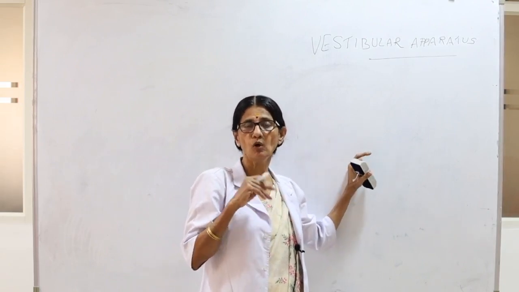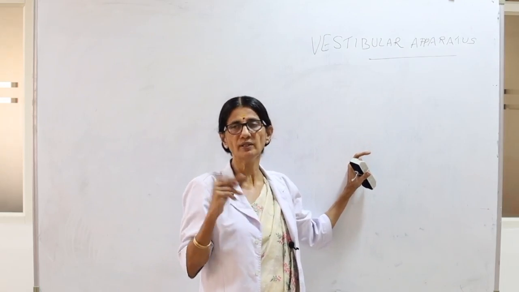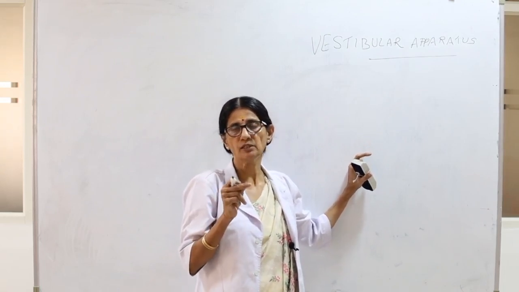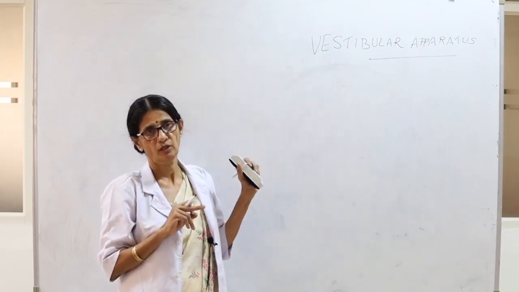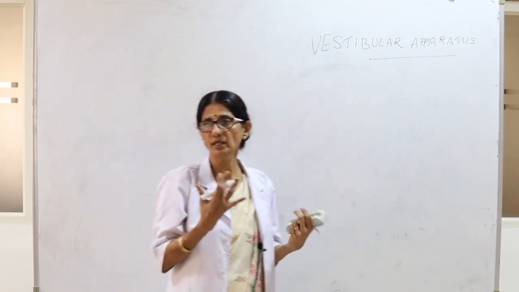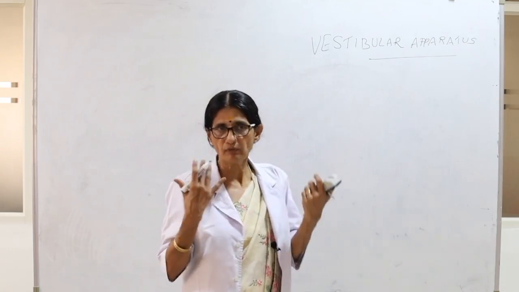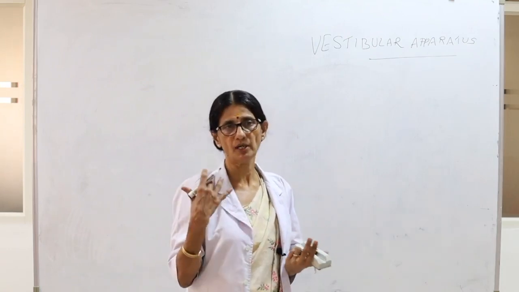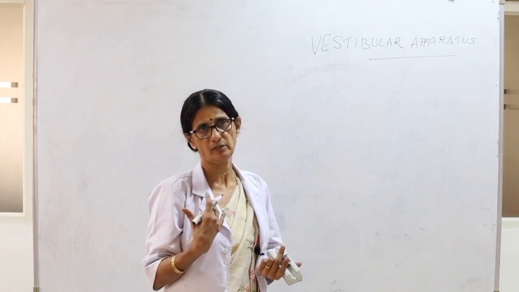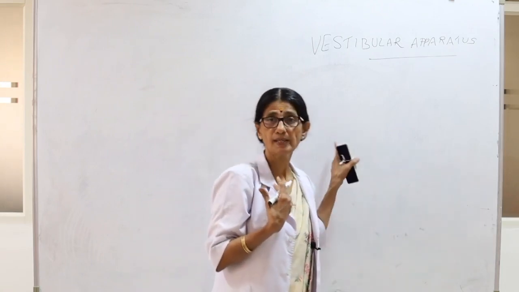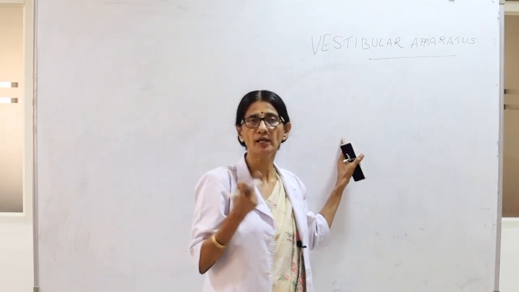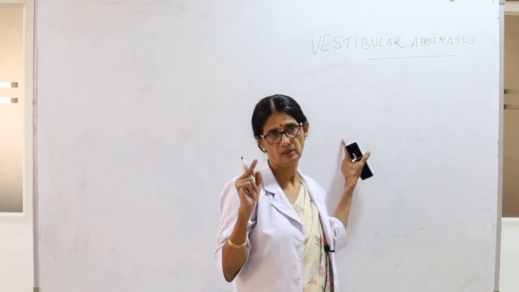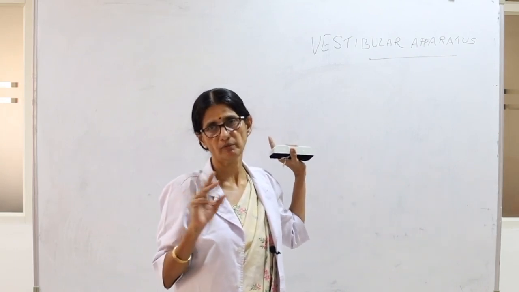We will come to know of these sensations only when there is some abnormality. Otherwise, we are not at all aware of the sensation because it's an unconscious sensation. We never know how we are maintaining the posture and the equilibrium, whether we are static or in motion, like running, jumping, walking, whatever it is. So this apparatus or sense organ helps us in maintaining the posture and equilibrium in motion as well as when we are static.